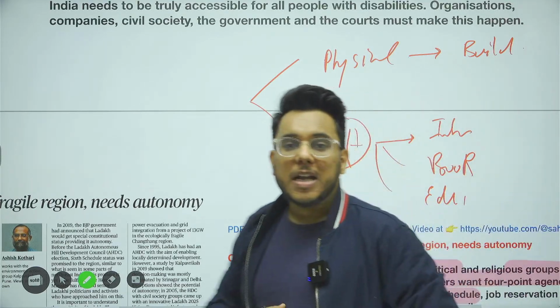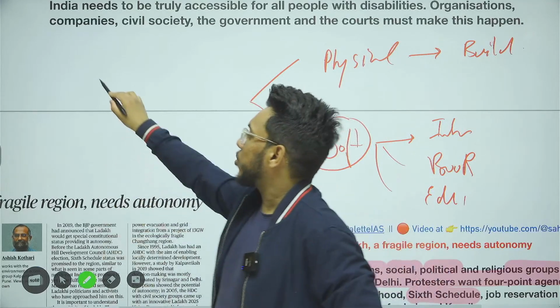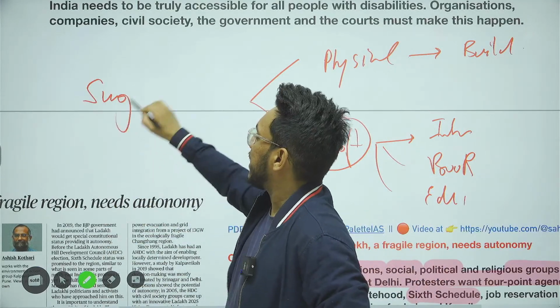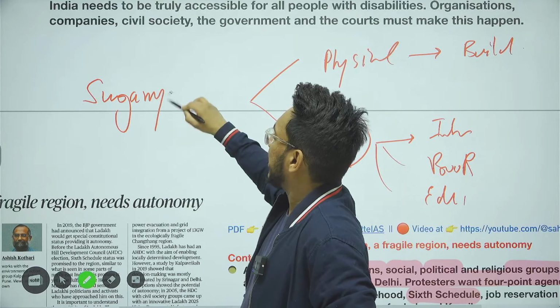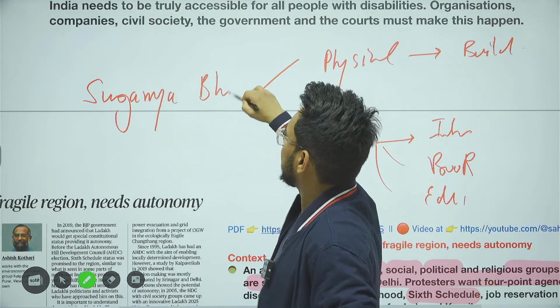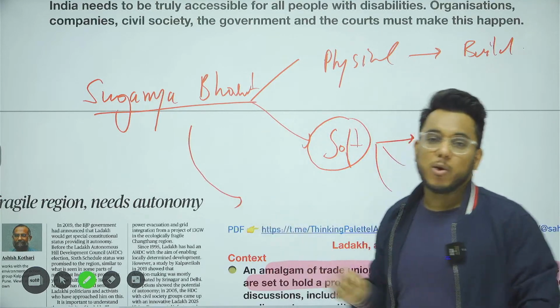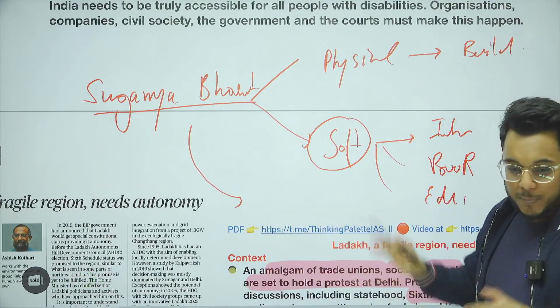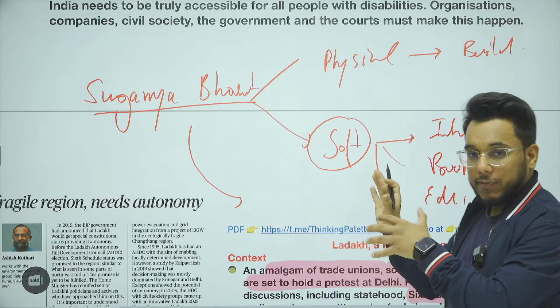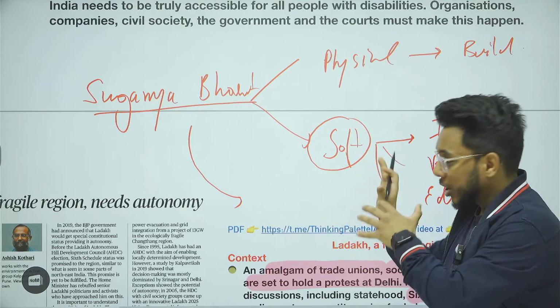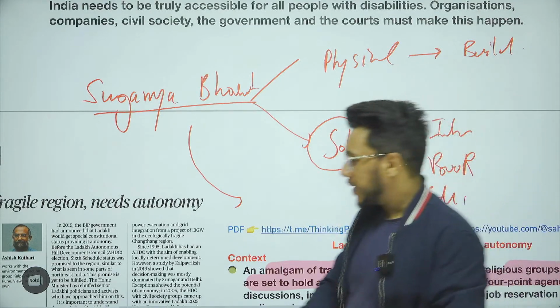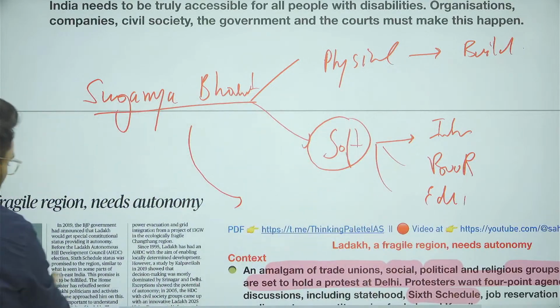Now, the government of India is already running the Sugamya Bharat Abhiyan. And under this Sugamya Bharat Abhiyan, we are focusing on accessibility. So now we need to further focus within Sugamya Bharat on digital accessibility. Okay, so that is all about it. Now moving to the next article.